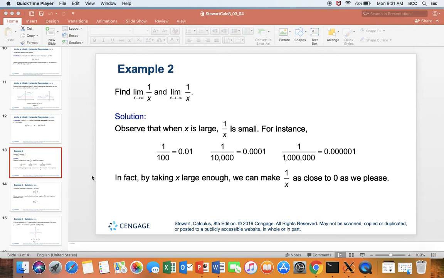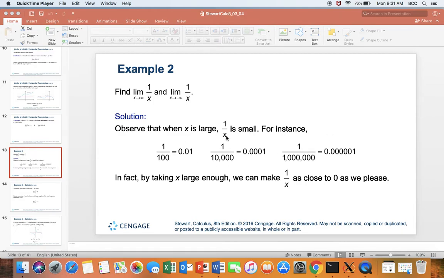Let's continue with an example. Find the limit as x approaches infinity of 1 over x, and the limit as x approaches negative infinity of 1 over x. Note, when x is large, 1 over x is small.